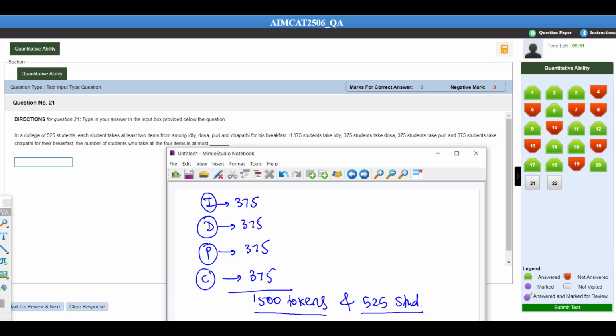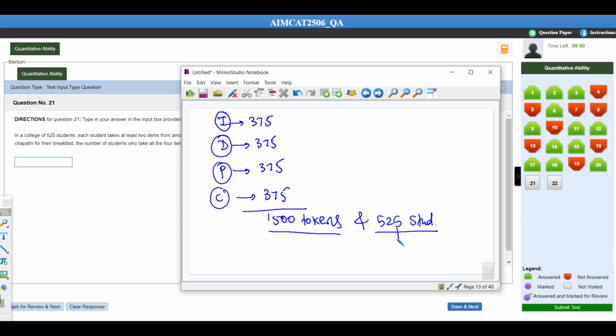A student can have a maximum of 4 tokens. Each student takes at least 2. So with 525 students, each one having at least 2 tokens, give 2 tokens to each student. So 1050 tokens are exhausted. So 450 tokens are left.